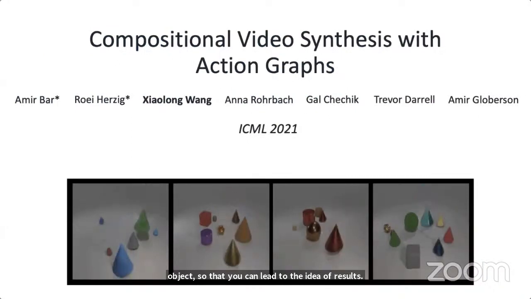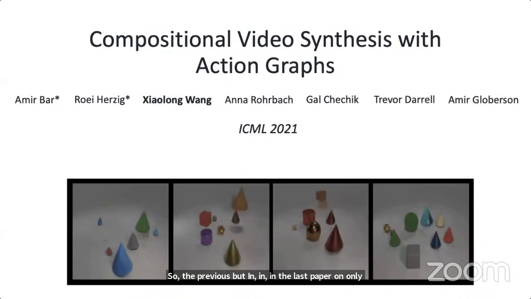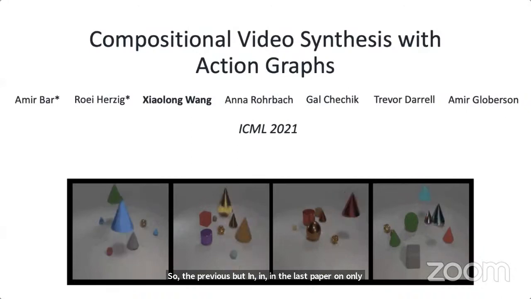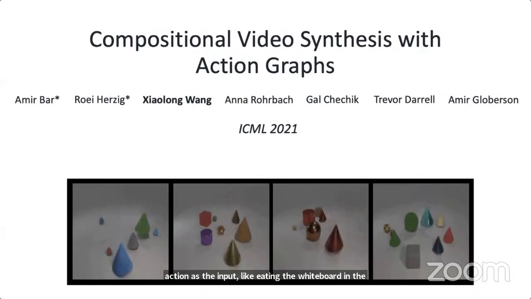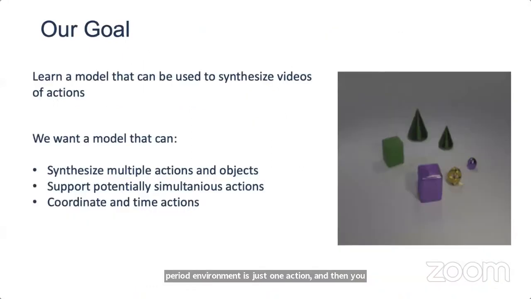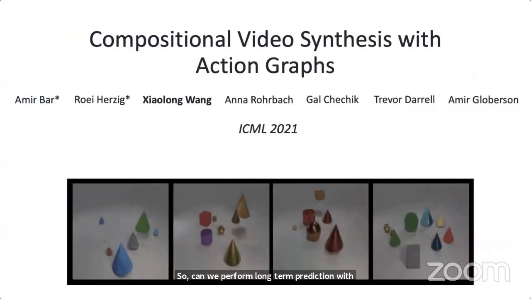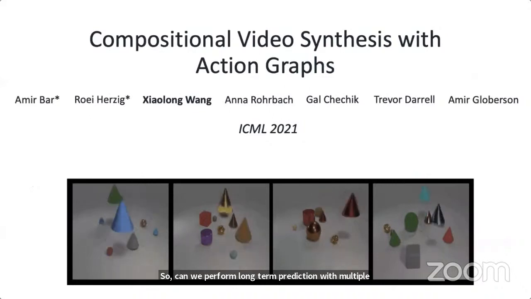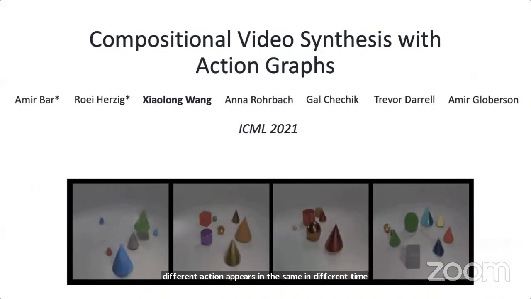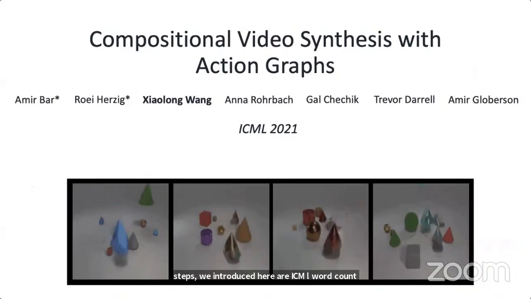The previous work in the last paper only predicts the long-term future given one single action as the input. Like hitting the ball in the billiard environment is just one action, and then you just wait for what happens in the next few seconds. So can we perform long-term prediction with multiple different actions appearing at different time steps? We introduce here our ICML work on compositional video synthesis with action graphs.